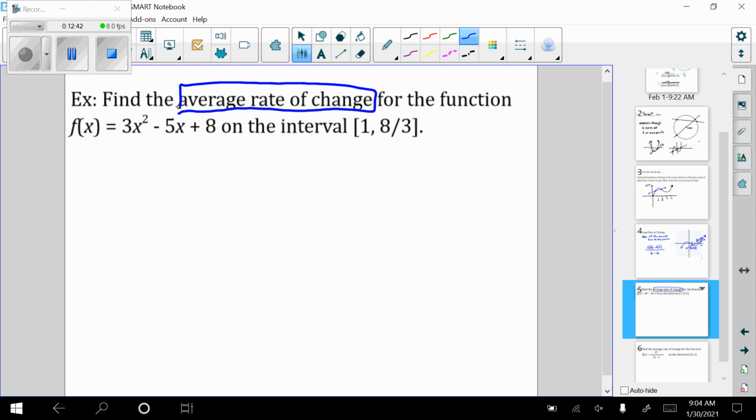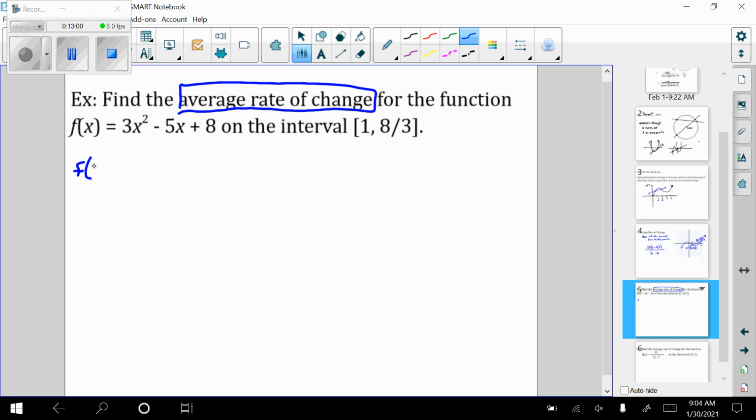So if you think about that graph, it's going to be a parabola that opens up. I'm finding the slope of the line that passes through those 2 points on the parabolic curve. So the first thing I have to do is calculate my 2 values.